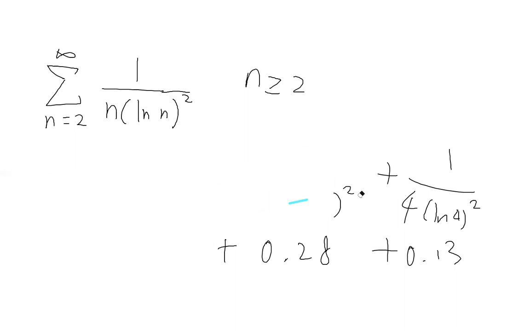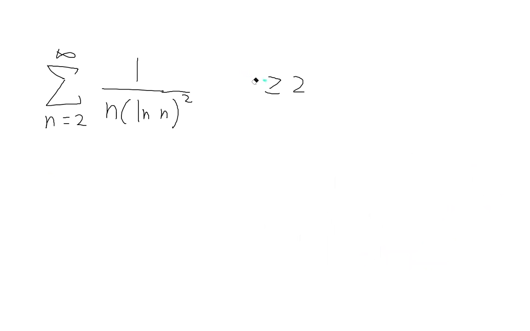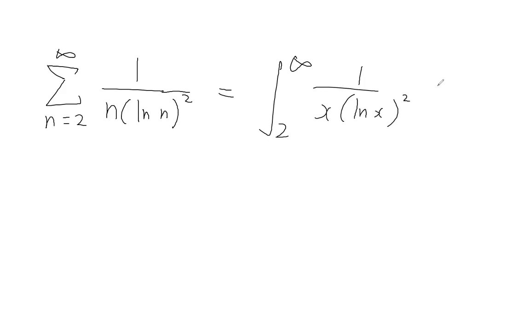So we can go ahead right now to transform this series into an integral. So it's equal to the integral from 2 to infinity of 1 over x ln x squared dx. All right, and I'm going to make this infinity into a limit. Let's say b approaches infinity, and this is my b right now.